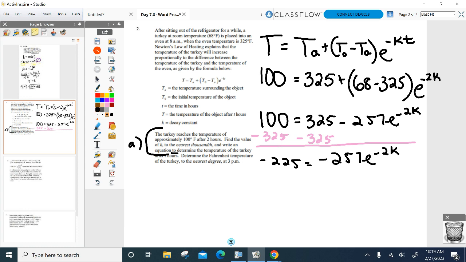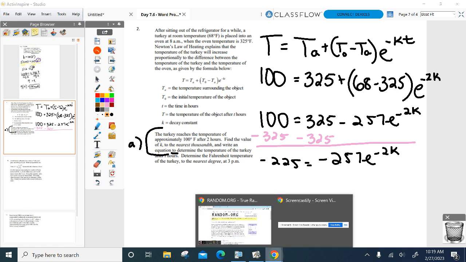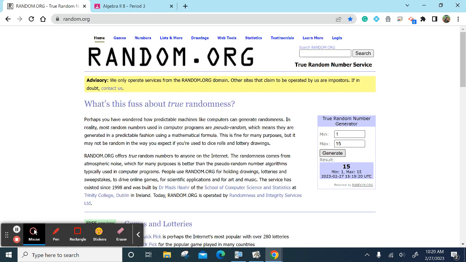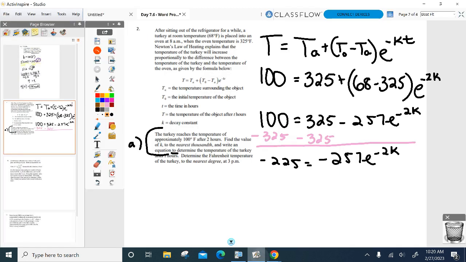All right, let's go. E to the negative 2k, still not by itself. What's got to move over next? The negative 257. How are you going to do it? Divide it out. There you go.